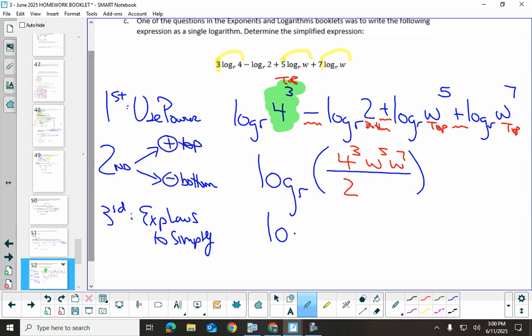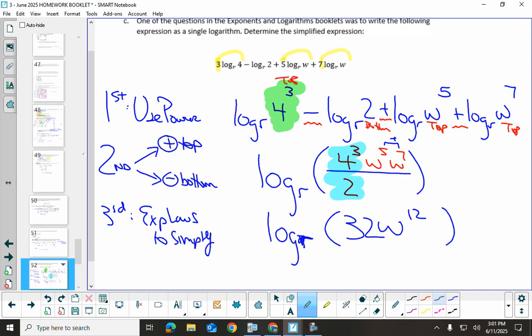So you've got log R, log R. Okay, use your calculator for this. Punch into your calculator 4 to the power of 3 divided by 2. I think that's 32. And then W5 with W7, you're going to add those exponents because you're multiplying, right? Remember, if you're multiplying, you add. If you're dividing, you subtract. So there's your W12.